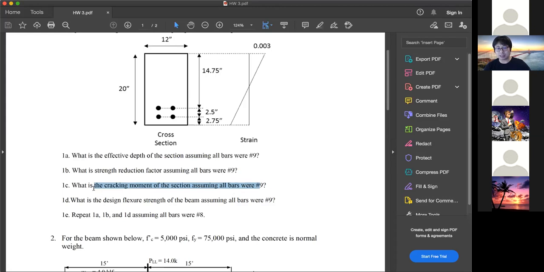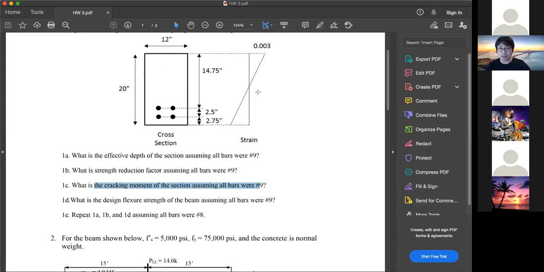So the cracking moment of the section, assuming all bars were number 9. Do I really need a bar to calculate the cracking moment? I don't think so. That's the right answer. So we don't need the bars to calculate the cracking moment. Just use the section.